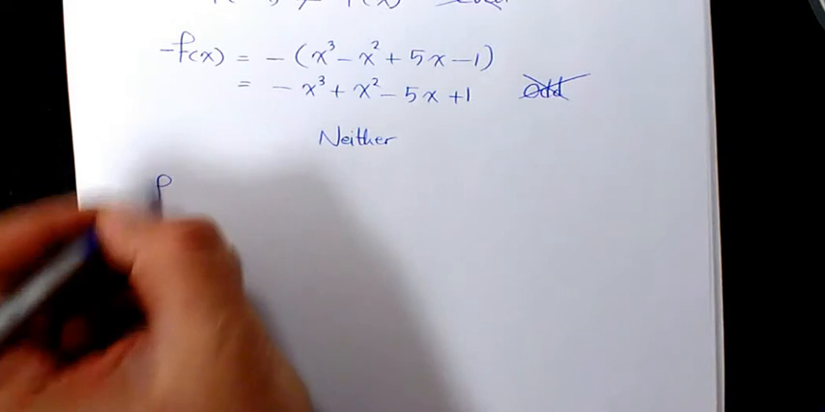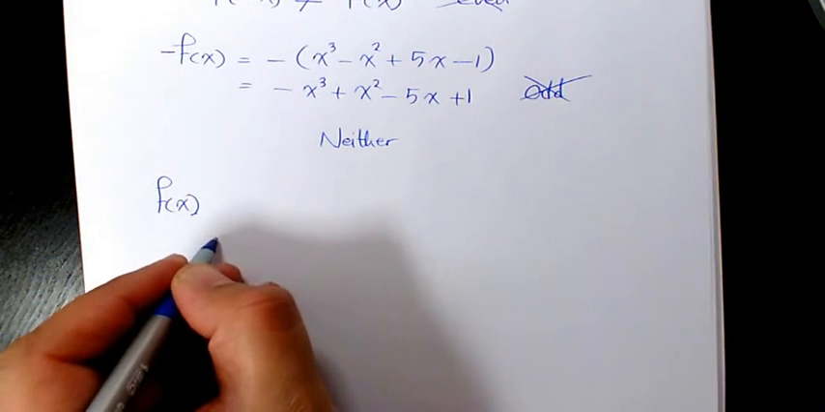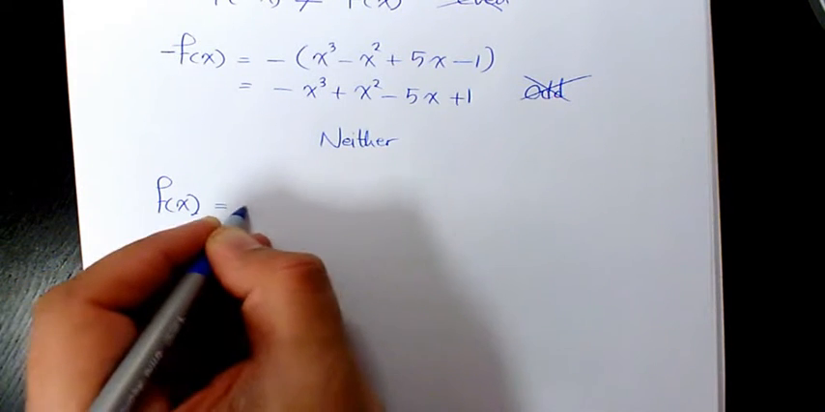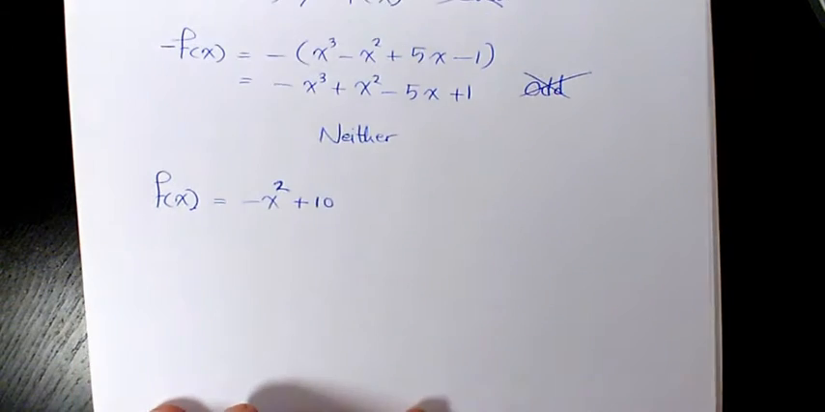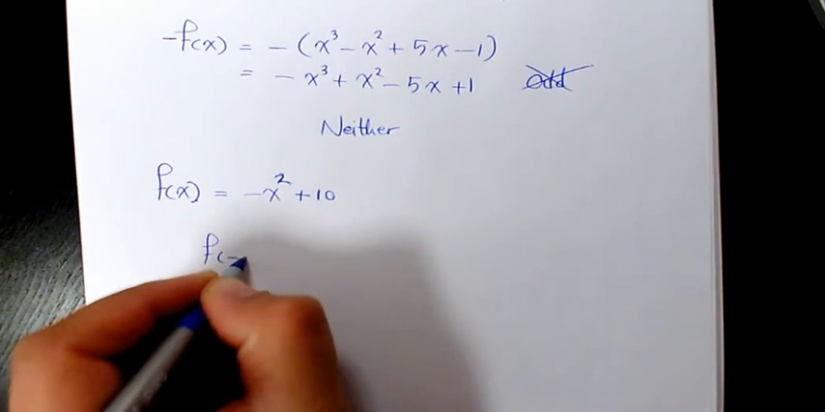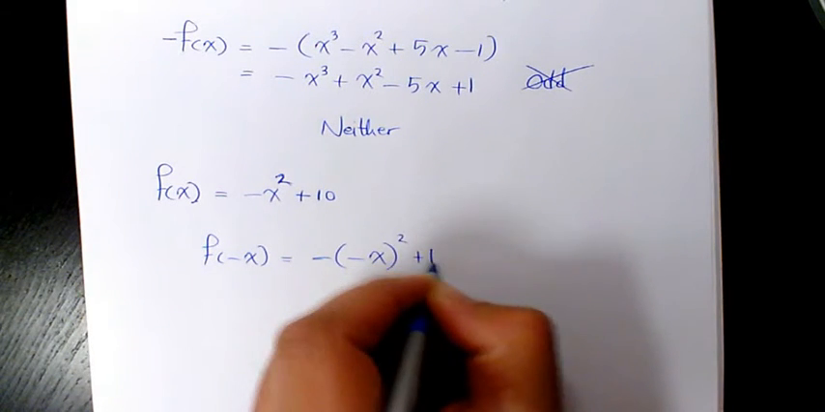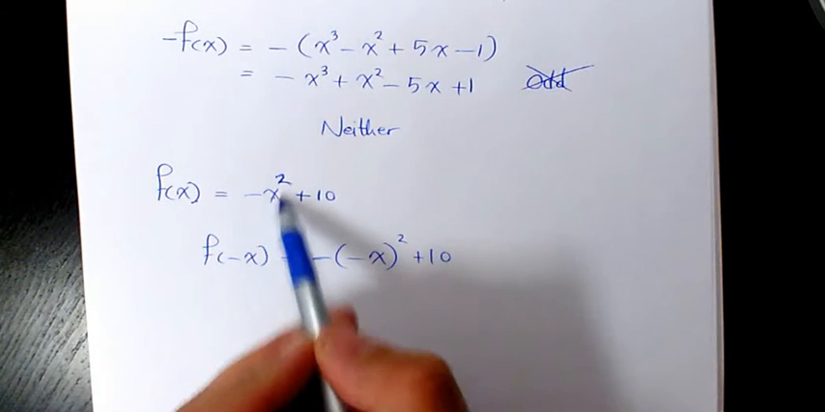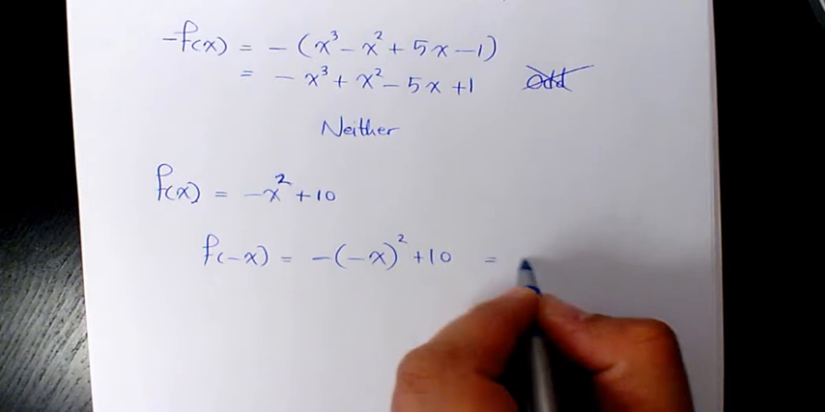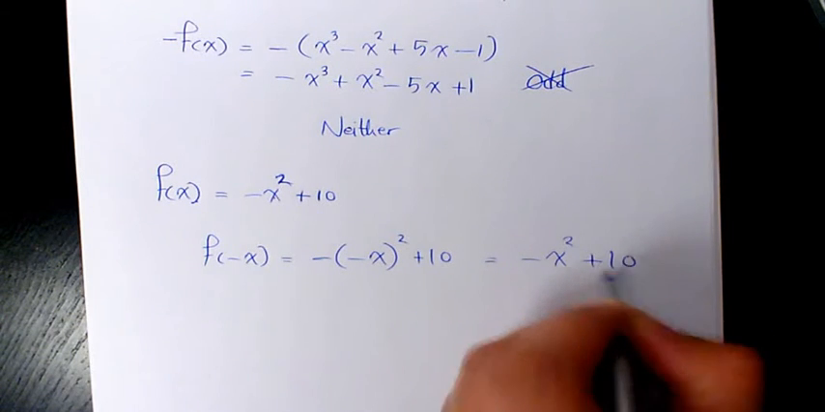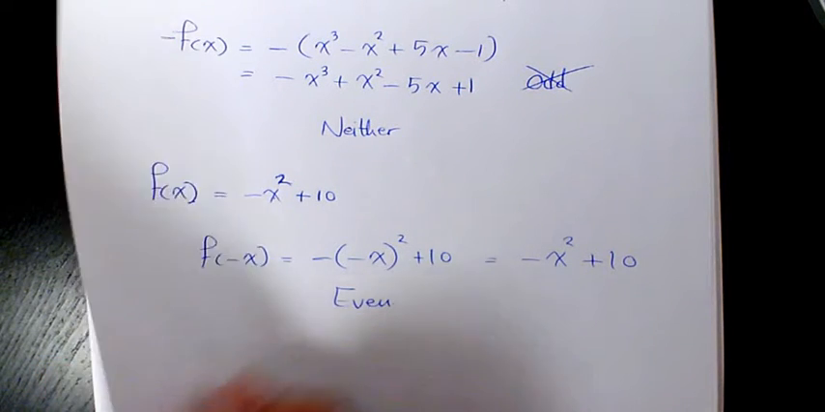Next example, f of x is going to be equal to negative x squared plus 10. I'm going to write f of negative x: negative x squared plus 10. As you see here, instead of just x, I wrote negative x. So that's going to be negative x squared plus 10, which is the same thing. So that's an even function.